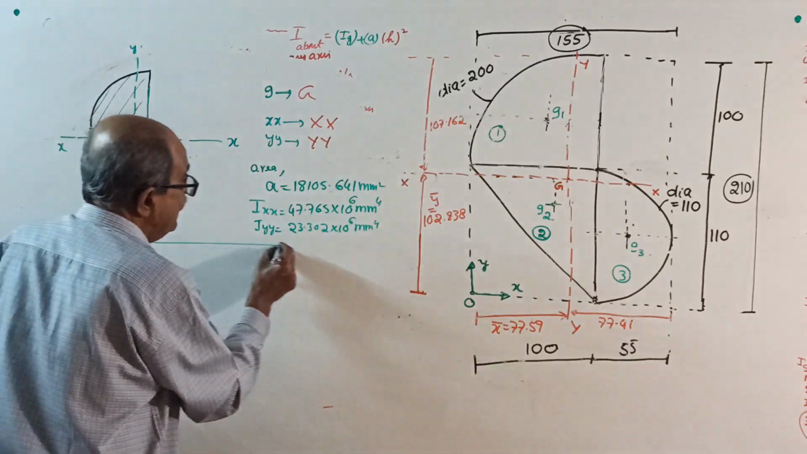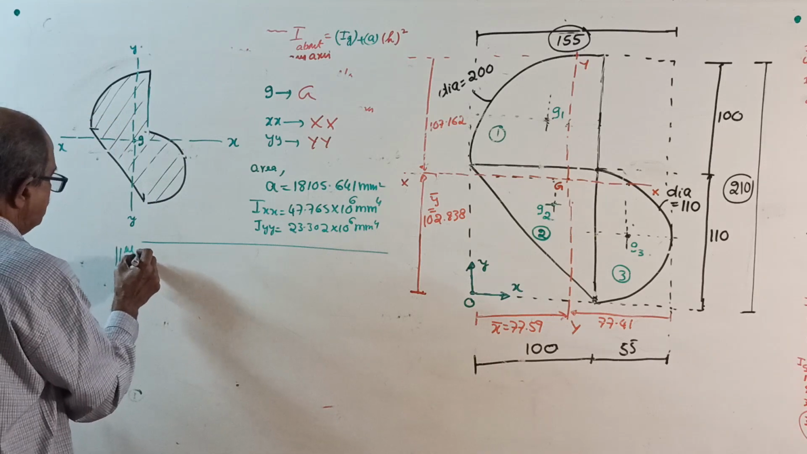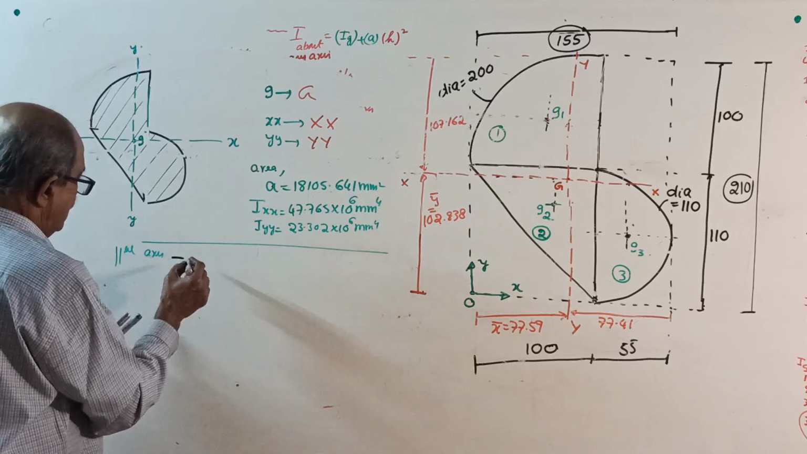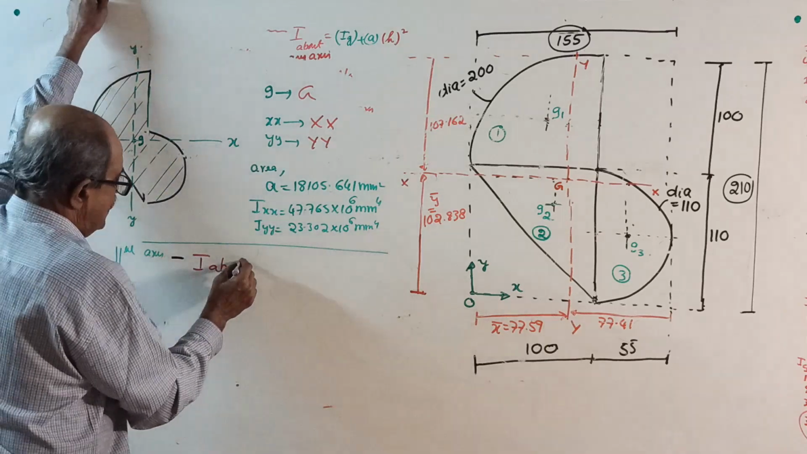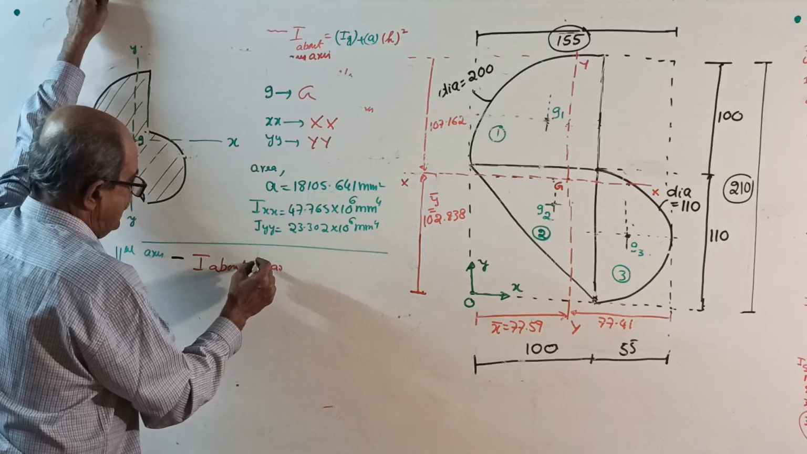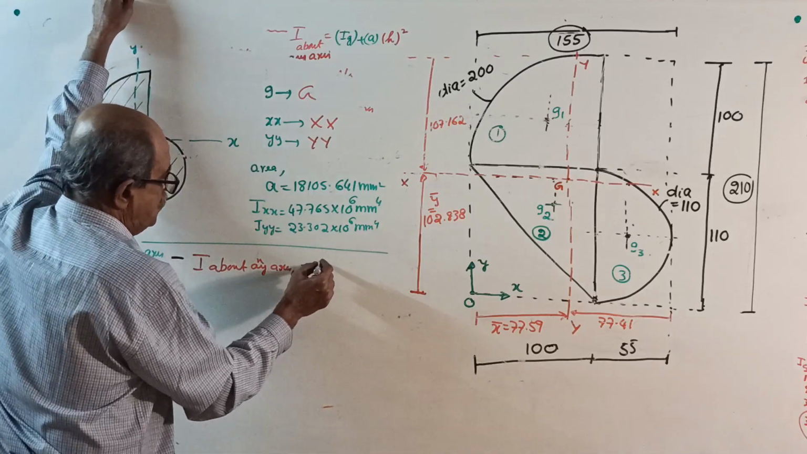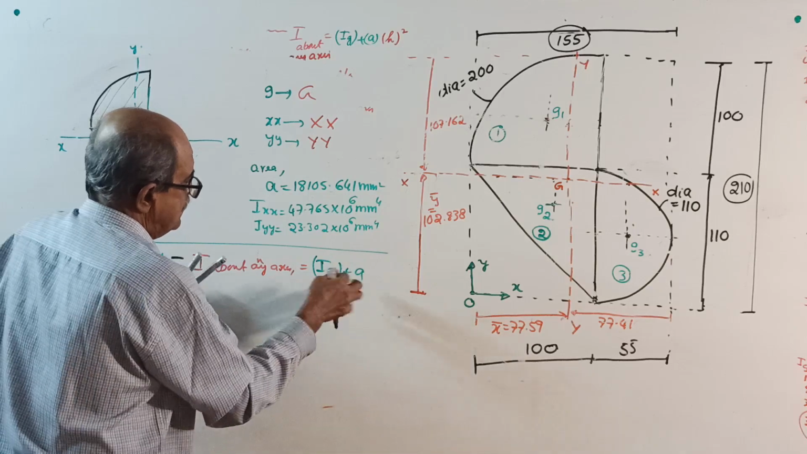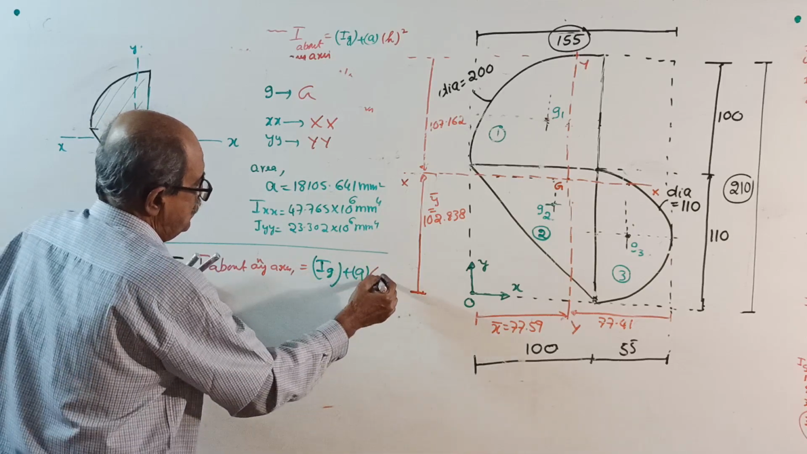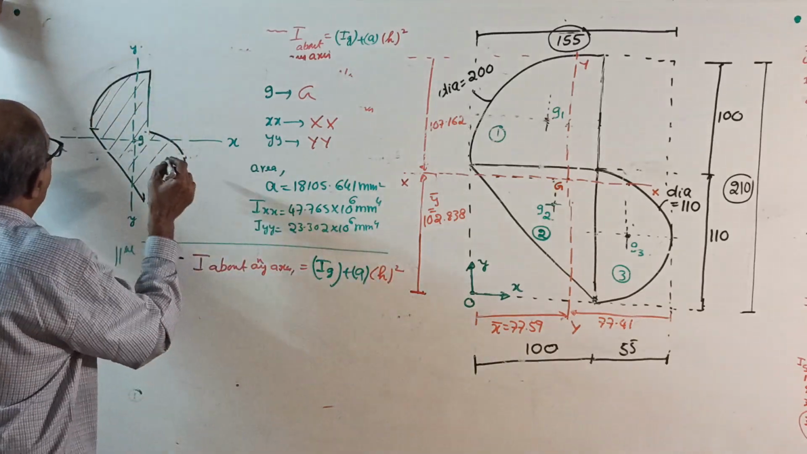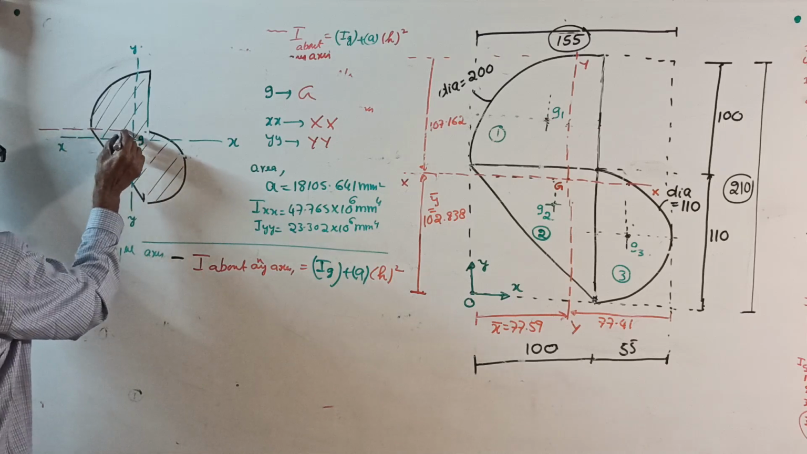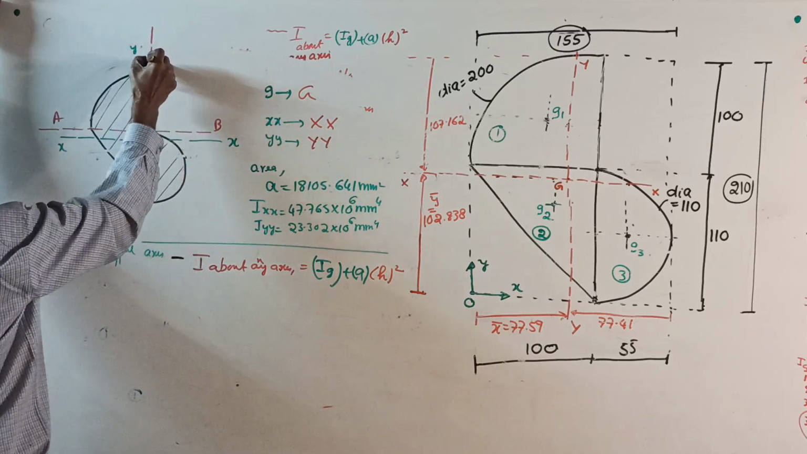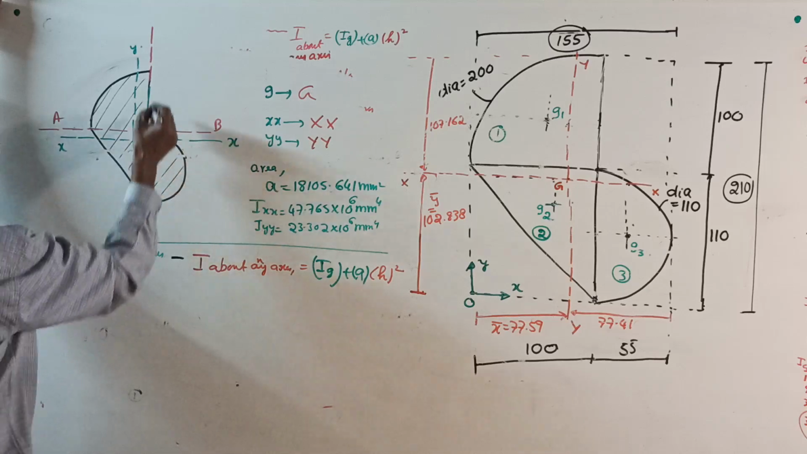Okay. Then use the parallel axis theorem. Now, red color, see. I about any axis equals IG plus area into H square. Okay. Now we want I about the AB axis here. This is AB axis. This is your CD axis. They want about these two axes.